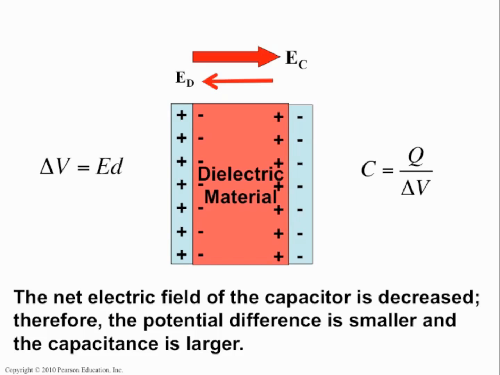Now, why is the potential difference smaller? Well, because the E is smaller. And why is the capacitance larger? Because if delta V is smaller, then C, or capacitance, gets bigger. Inverse relationship. If delta V gets smaller, as we've seen that it does, then the C, or capacitance, gets bigger. And this is precisely why dielectric materials increase capacitance.